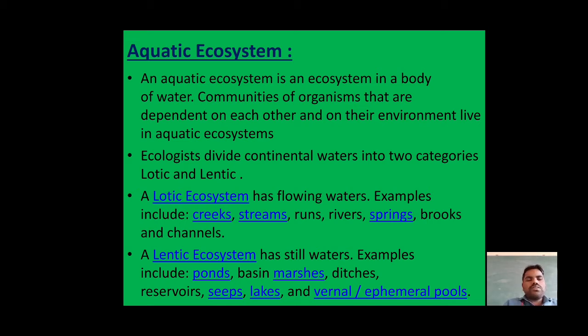Now the second one, the lentic ecosystem. It has still water, meaning standing water. Examples of the lentic ecosystem are ponds, basins, marshes, ditches, reservoirs, seeps and lakes. The main difference is that in the lotic ecosystem the water is running or flowing, and in the lentic ecosystem we see standing water. In both, different kinds of animals will be found.